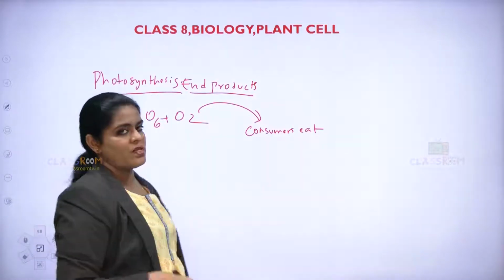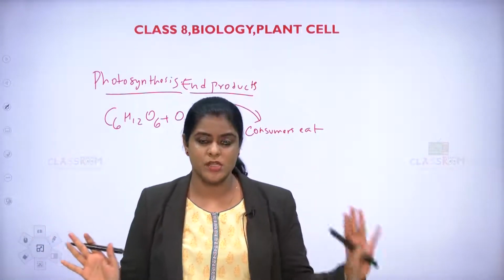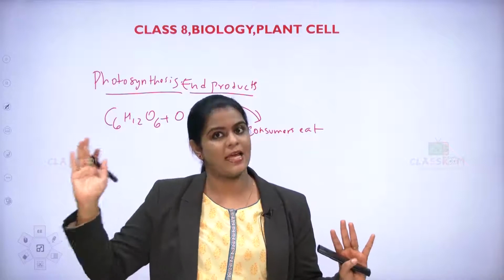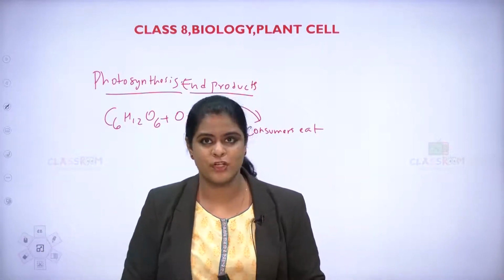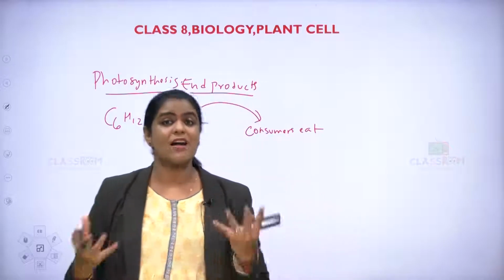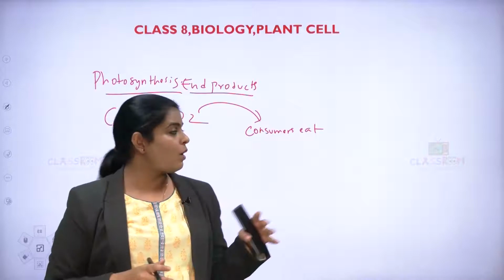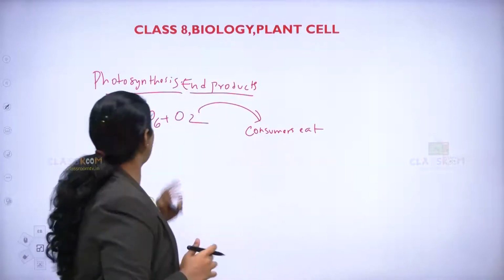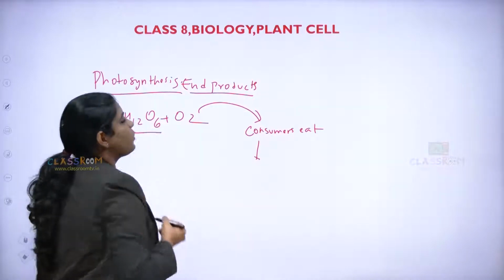So who are consumers? We are consumers. Animals are consumers. So there are two kinds, producers and consumers. Producers are plants because they can make their own food. So the type of nutrition followed there is autotrophic nutrition. Whereas animals are consumers because they depend on other animals for their own food. Alright. And when they eat, what happens is this glucose is broken down.